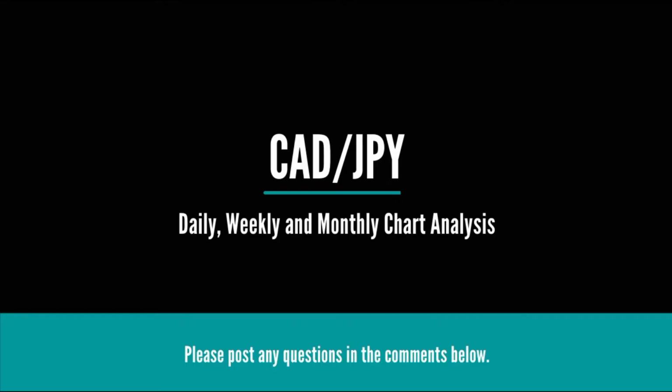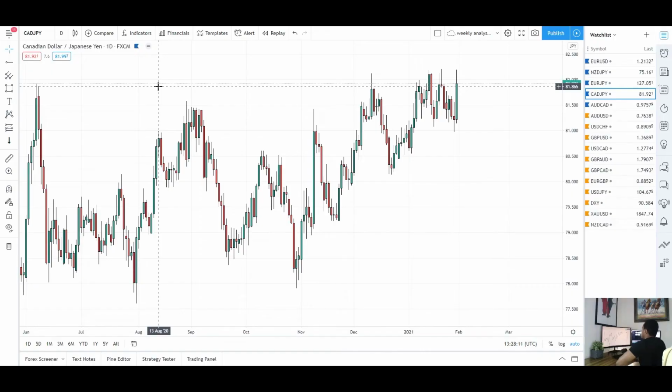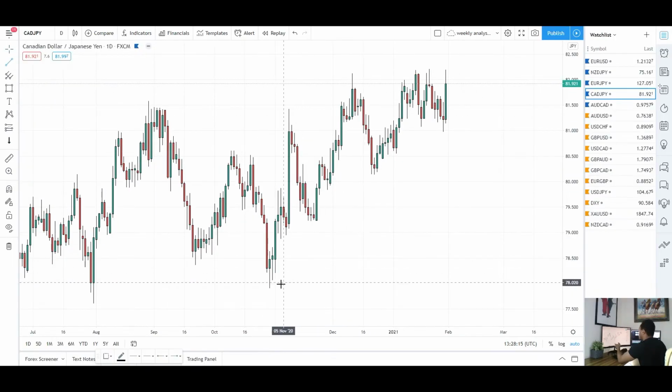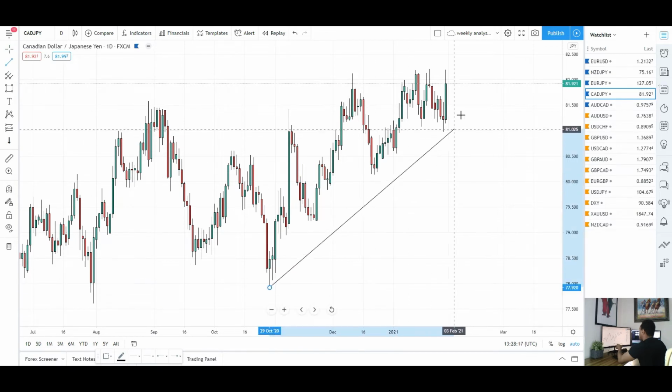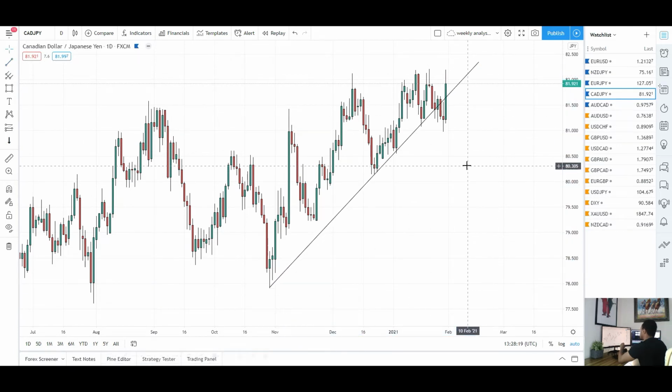Next, we're going to move on to CAD JPY. Okay, so for CAD JPY this week, we did see a break of the trend line, which I was talking about last week. Probably expect to see a break of the trend line and further continuation to the downside. So you can see we had a break of the trend line, but again, it turned out to be a false breakout. As you can see, Friday's candle closing right back above.